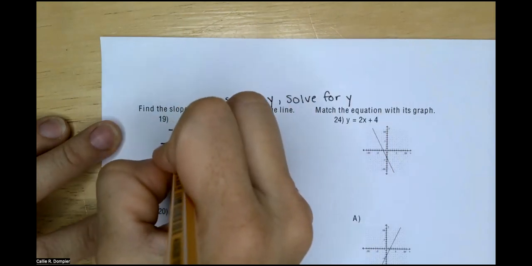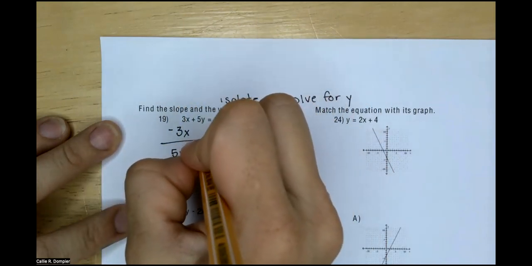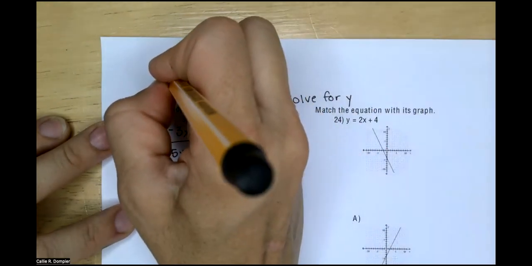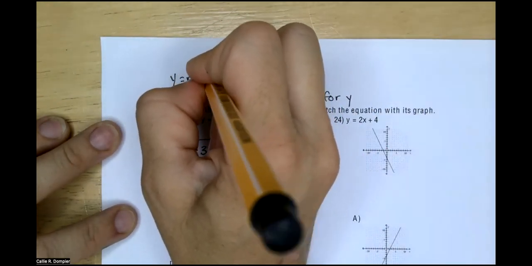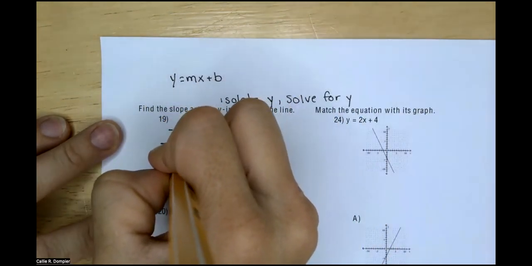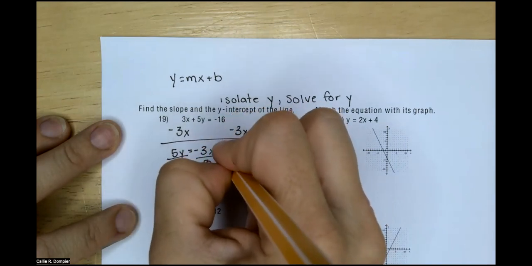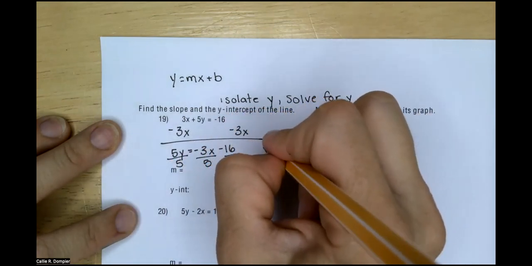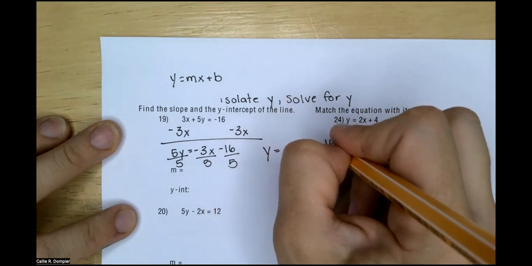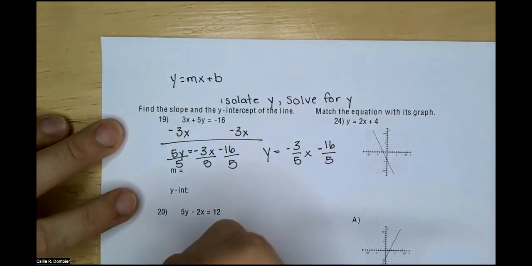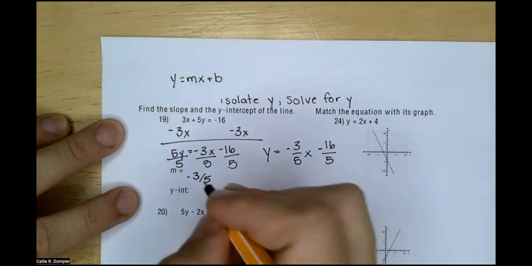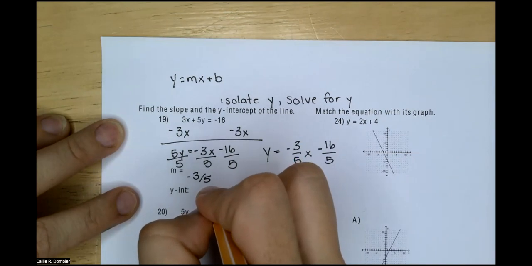Now I have 5y equals -3x minus 16. I put the 3x in front because that's easiest to read in y equals mx plus b form. Divide by 5, divide by 5, divide by 5, and we get y equals -3/5 x minus 16/5. You can't simplify that fraction anymore. So my slope is -3/5, don't include the x, and then my y-intercept is -16/5.